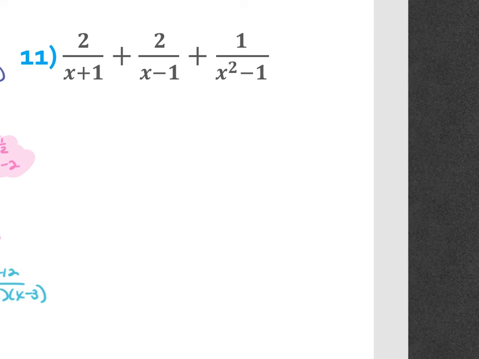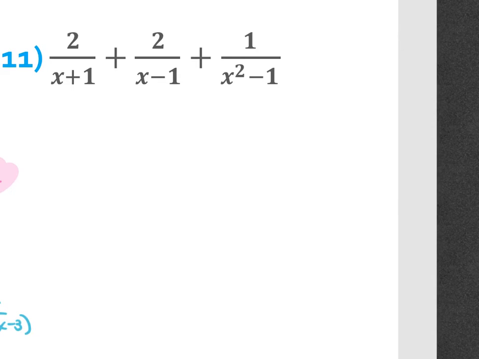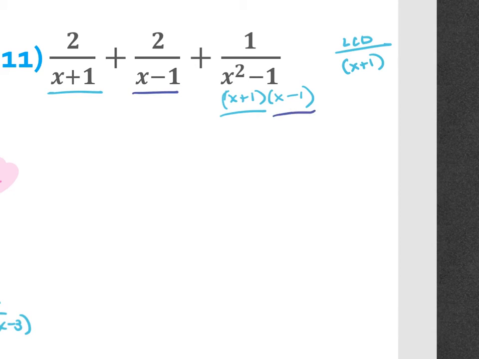So the denominator for the first one can't be factored. X plus 1 is as simple as it gets. Second one, x minus 1 is as simple as it gets. Now that third one can be factored to be x plus 1 and x minus 1. Now when I look for my least common denominator, I'm looking for the highest exponent for each of these. So this is x plus 1 to the first, this is x plus 1 to the first, so it's got to have an x plus 1. This is x minus 1 to the first, and this is an x minus 1, so it's got to have an x minus 1.